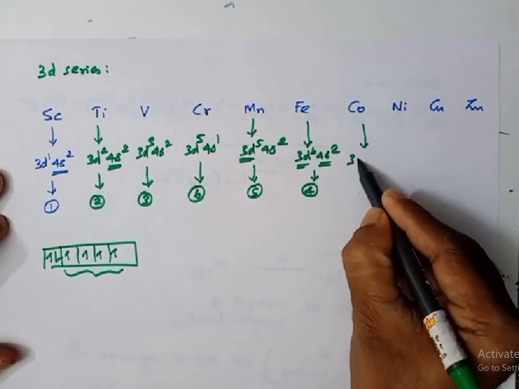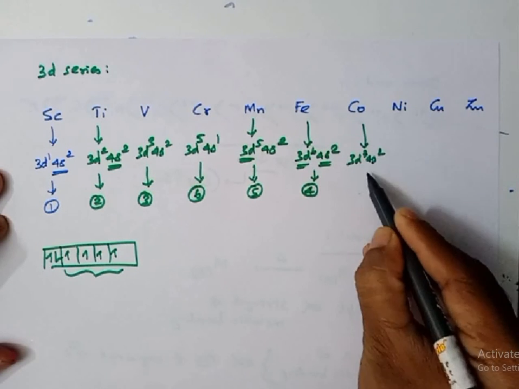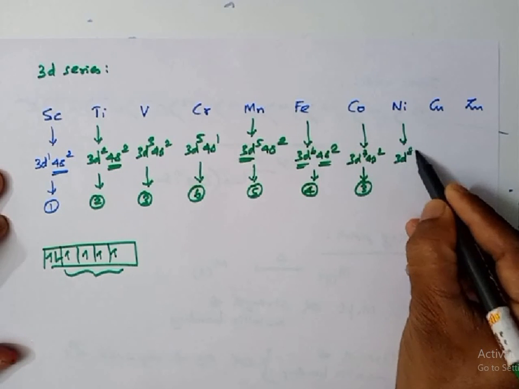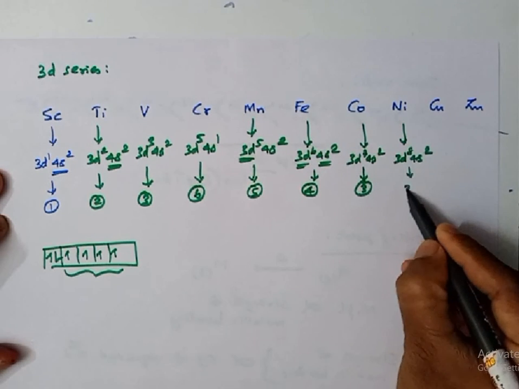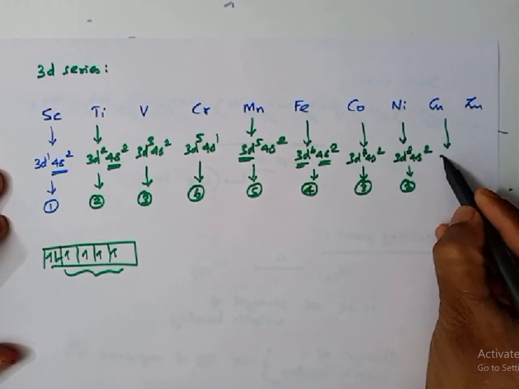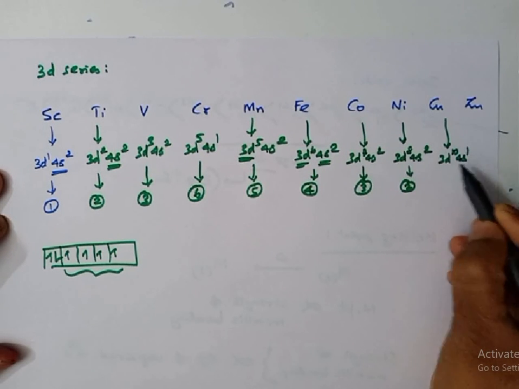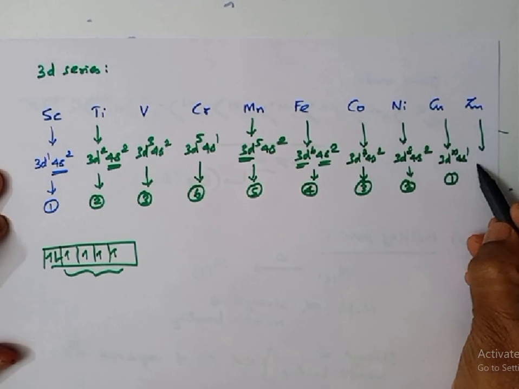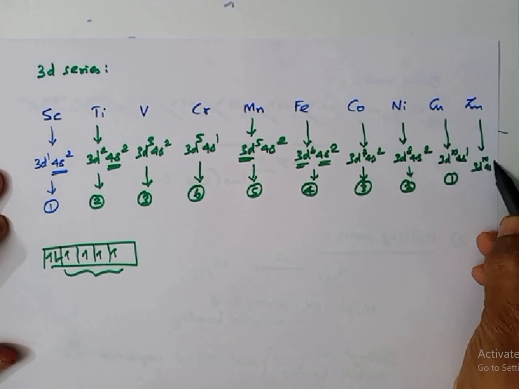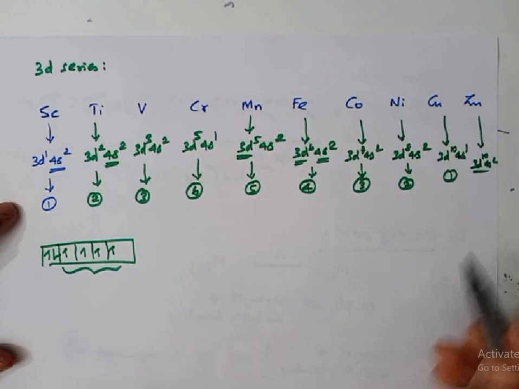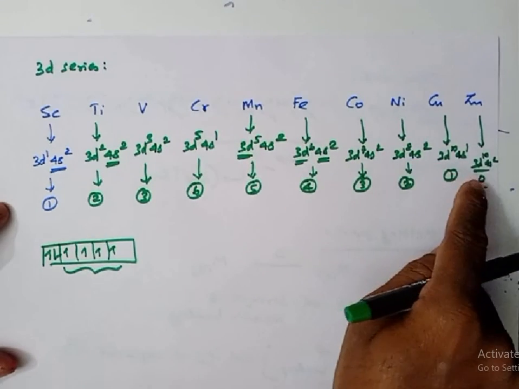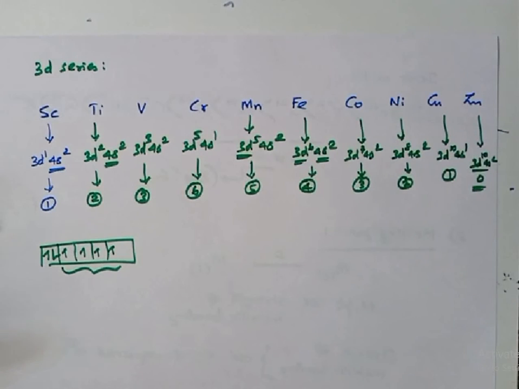Similarly cobalt, 3d7 4s2, has 3 unpaired electrons. Nickel, 3d8 4s2, has 2 unpaired electrons. Copper, 3d10 4s1, students observe carefully, has only 1 unpaired electron, and there is no unpaired electron in zinc. Zinc, 3d10 4s2, has no unpaired electrons, zero. That is the reason why, since there is no unpaired electron in zinc, listen students, metallic bonding in zinc is very, very poor.